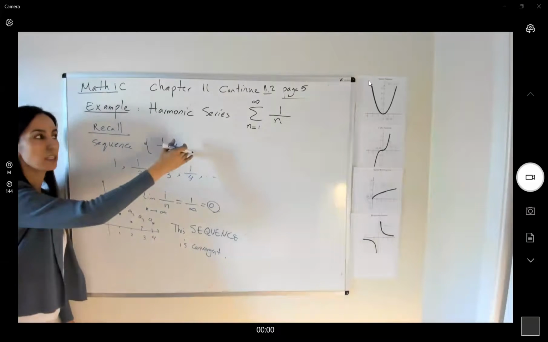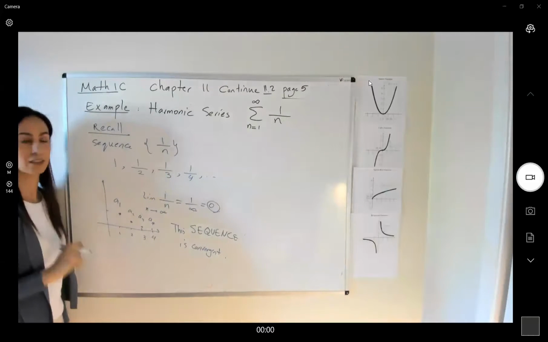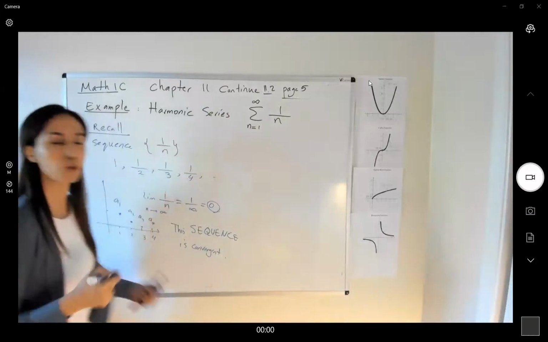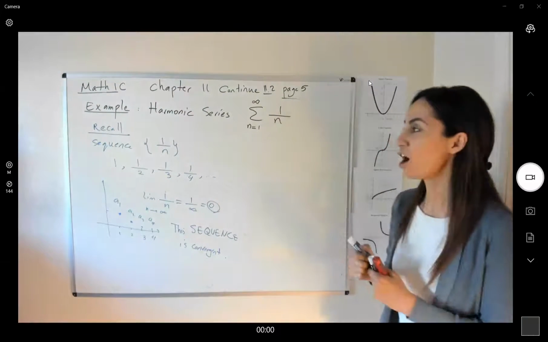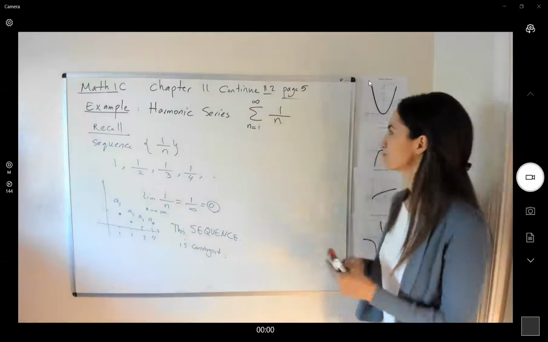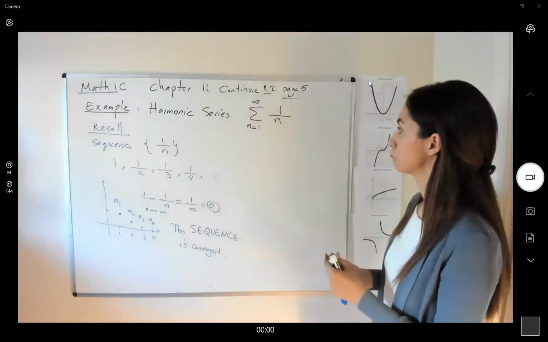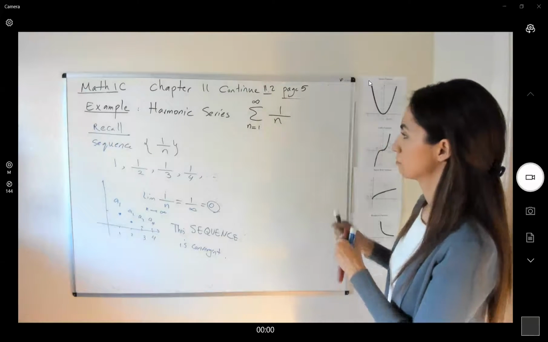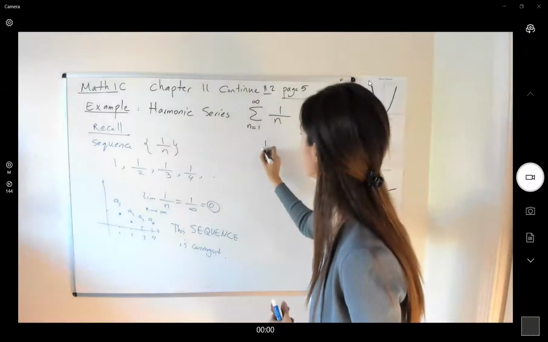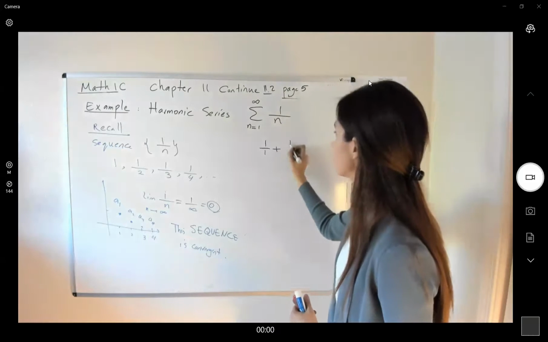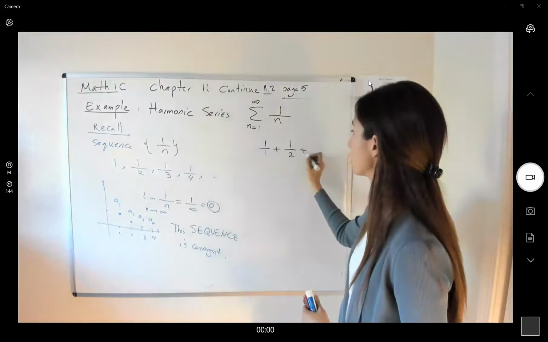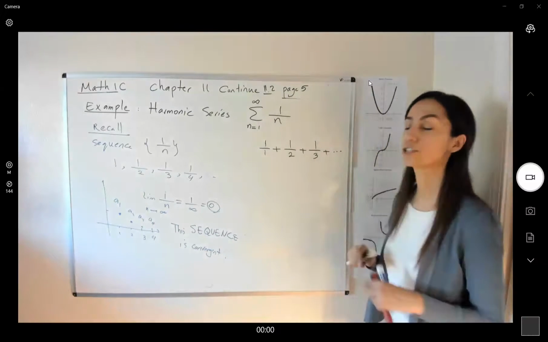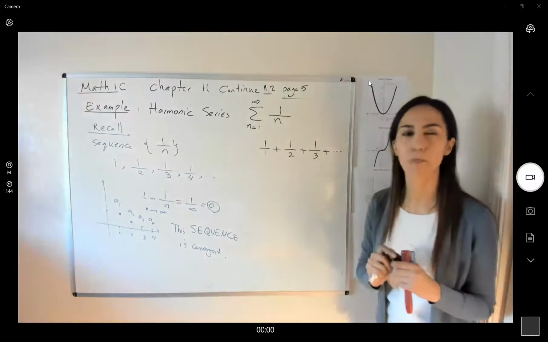What we're doing is taking the terms of this sequence and adding them all together to form this new object, the harmonic series. Very well. Let's take a look at the terms. This is 1 over 1 plus 1 over 2 plus 1 over 3 plus 1 over 4 and so on. Let's take a look at partial sums.